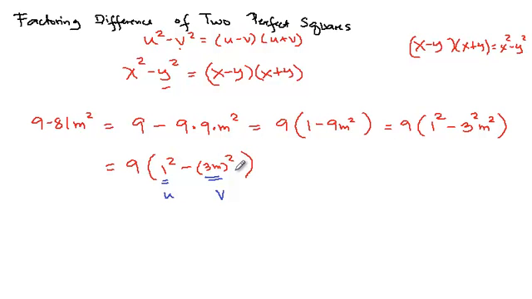Just like that, okay? So now we could factor that as u minus v. So, 1 is u minus 3m, that's your v, multiplied by u plus v. 1 plus v. V is 3m. Okay?